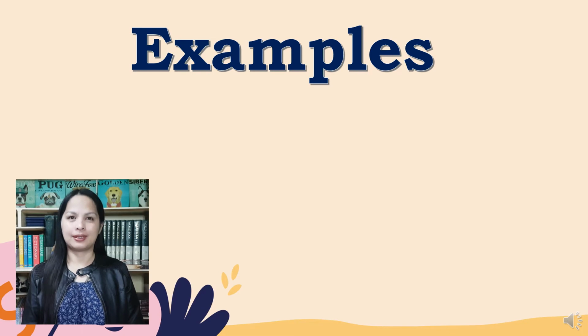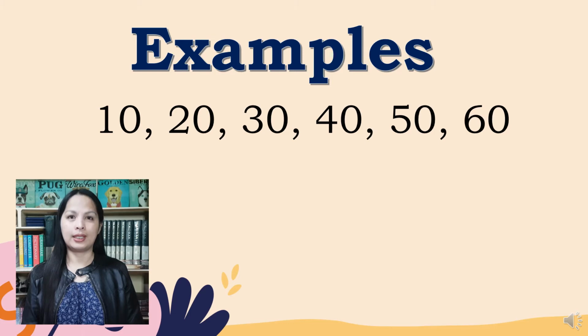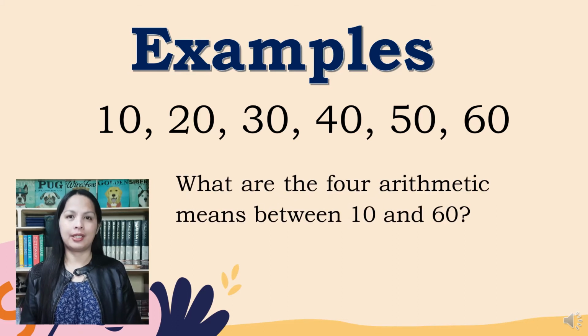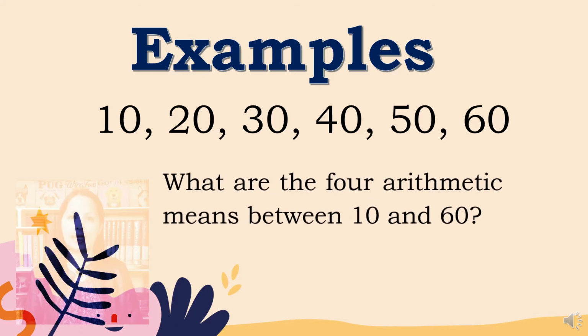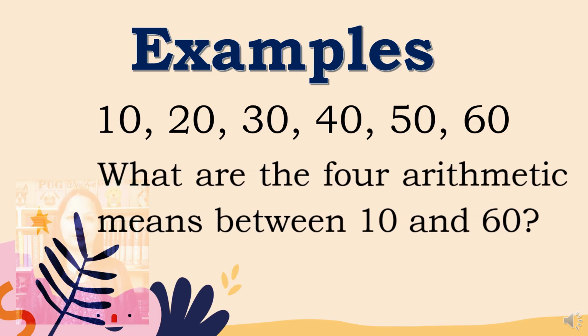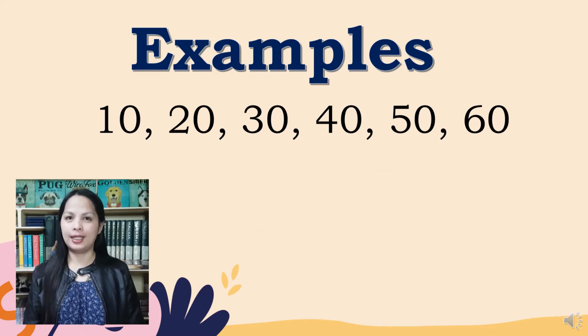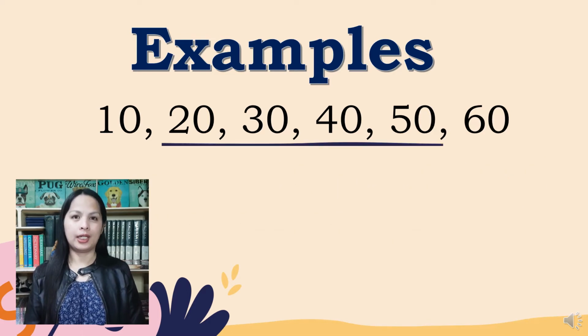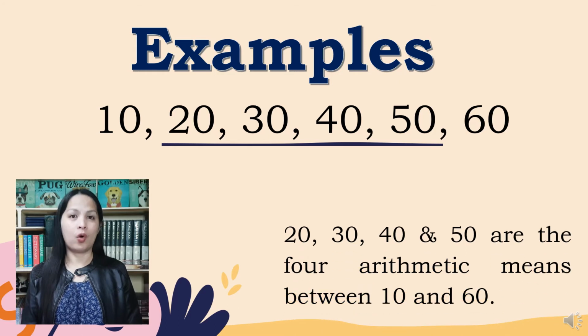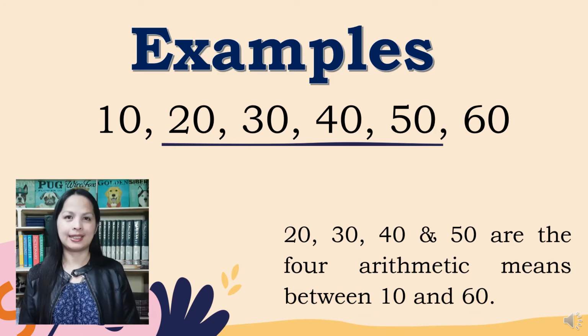Let's have examples. In the arithmetic sequence 10, 20, 30, 40, 50, 60, what are the arithmetic means between 10 and 60? Yes, you are right. 20, 30, 40, and 50 are the four arithmetic means between 10 and 60.